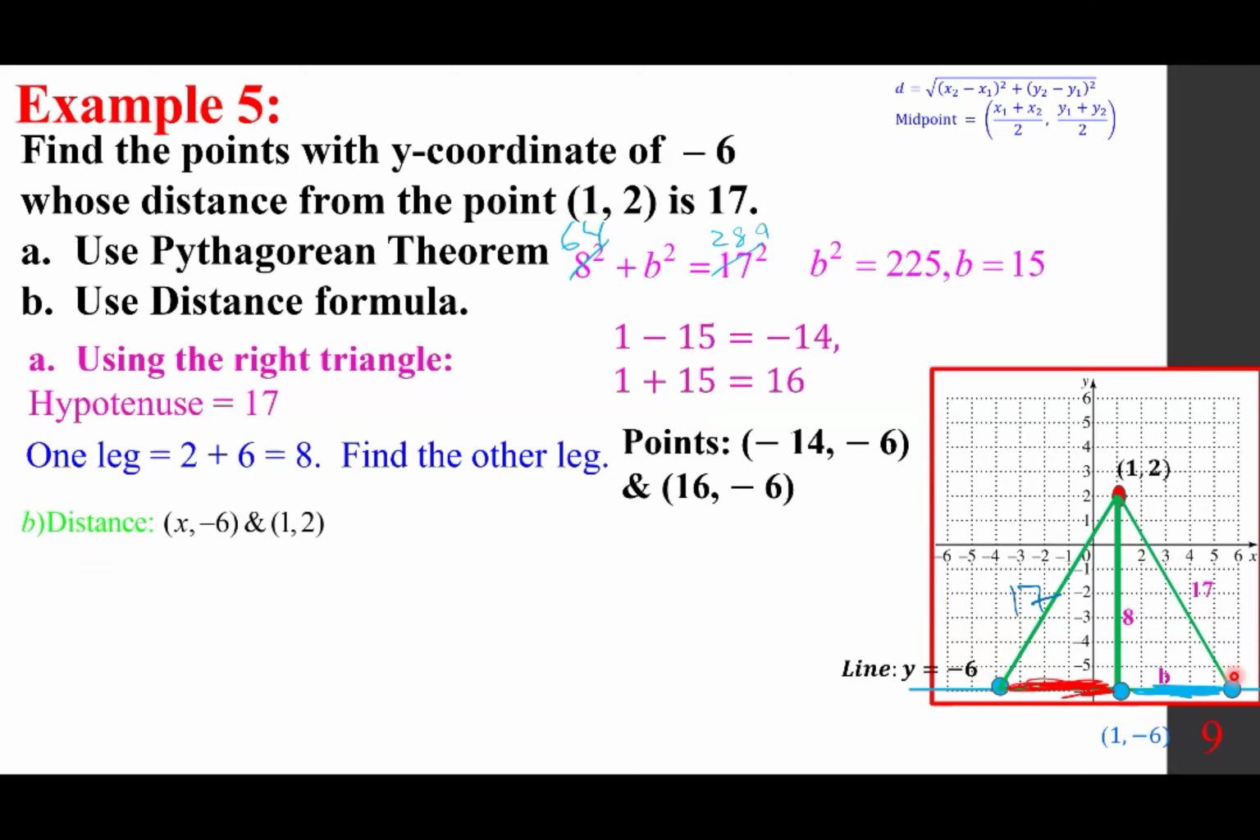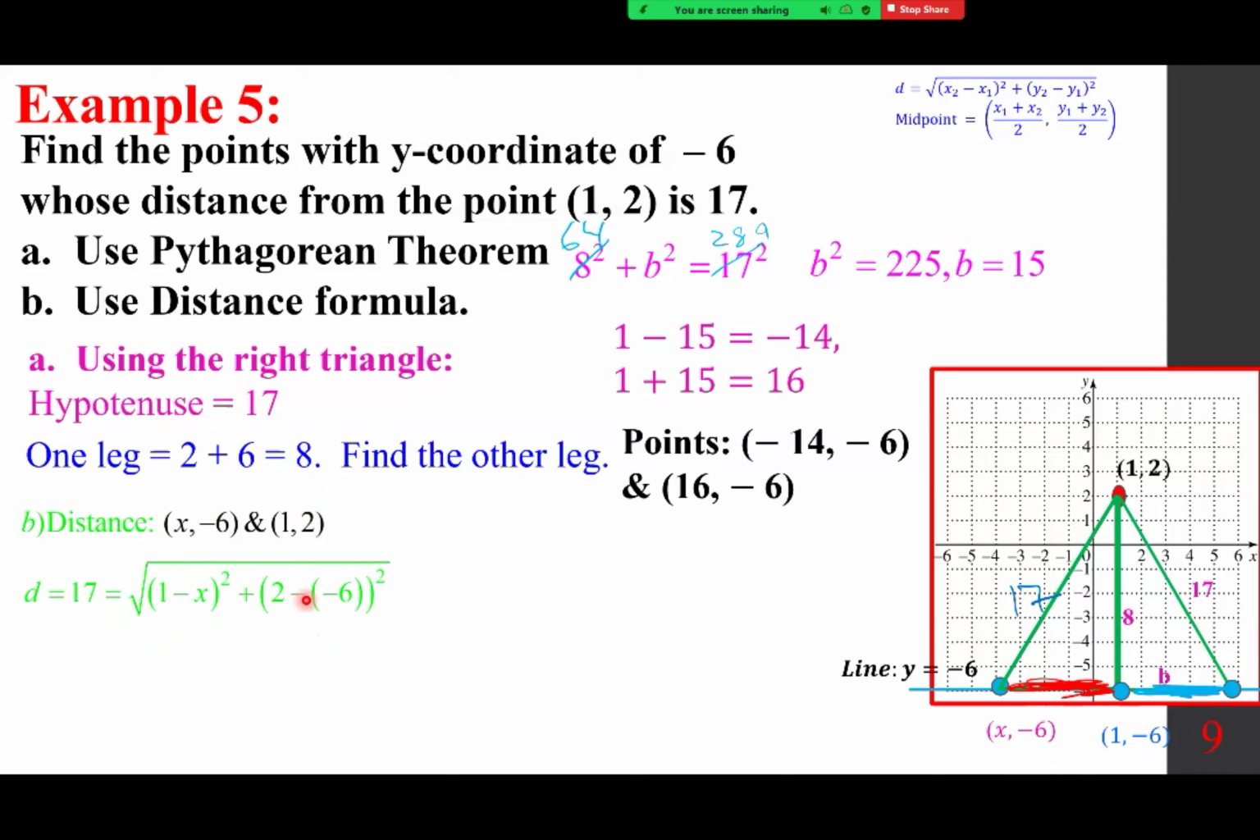The second method is using the distance formula between (1, 2) and these 2 points. For these 2 points, we know the y coordinate to be negative 6 and the x coordinate is missing. We need to figure it out if we want to go with the distance formula. So we use the distance formula, the square root of (x sub 2 minus x sub 1) squared plus (y sub 2 minus y sub 1) squared. So we can say (1 minus x) squared plus (2 minus -6, or 2 plus 6) squared.